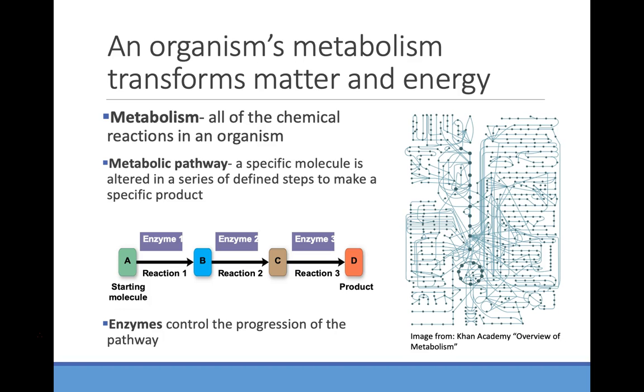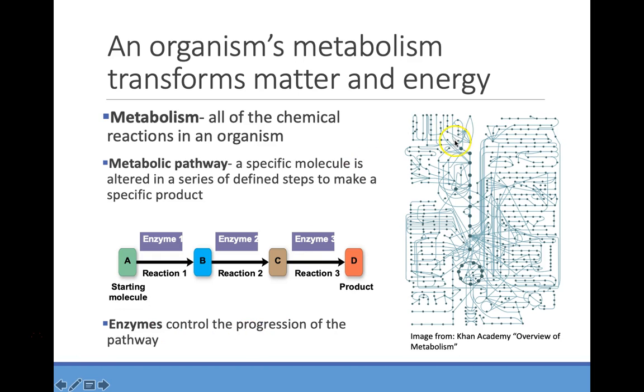On the right-hand side, we have a line diagram outlining the complexity of the metabolic pathways in an organism. So this is meant to represent all of the pathways. An organism will take in some sort of food source, energy source, or use one that's already being stored in the organism and convert it through a series of steps into whatever product it needs.